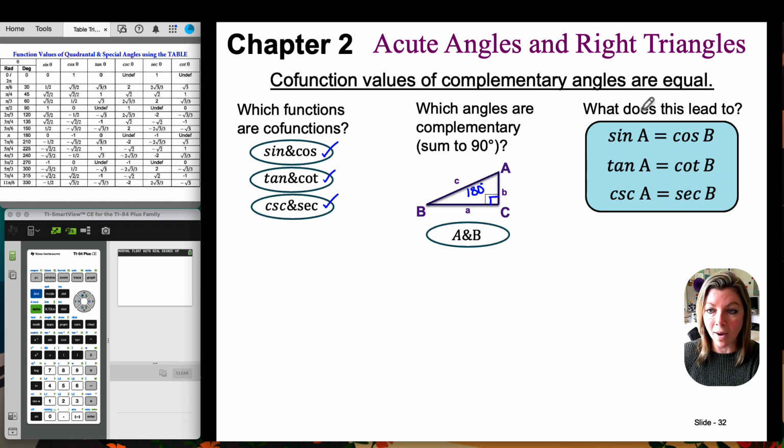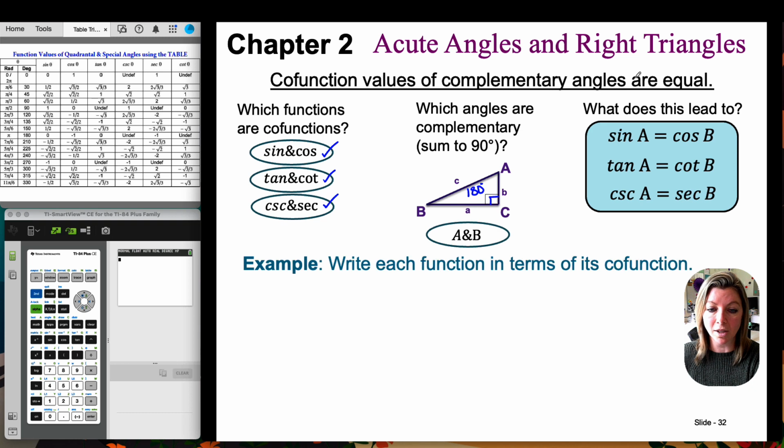Make sure that you have cofunctions paired up correctly. So sine paired with cosine, check. And you have to make sure that your angles are complementary, so A and B. So these three identities hold. Completing this statement, cofunction values of complementary angles are equal.